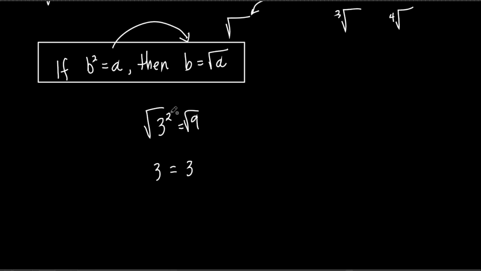Now, as long as you do it to both sides. You've got to do it to both sides, or you just can't. You can't just out of the blue take the square root of something and expect it to just be a 3. All right, you've got to do it to both sides.